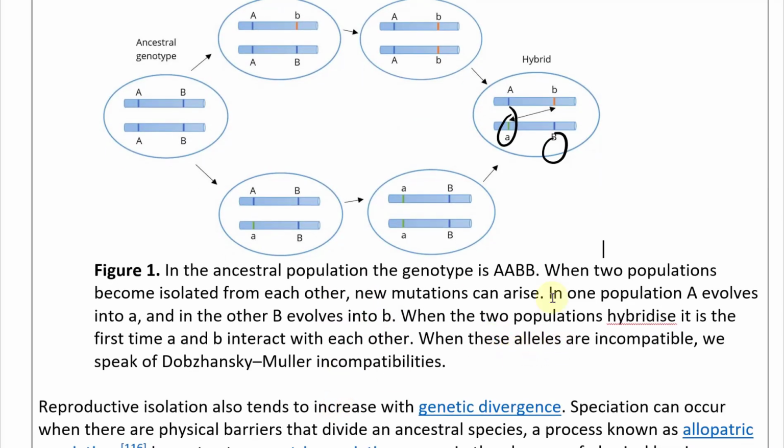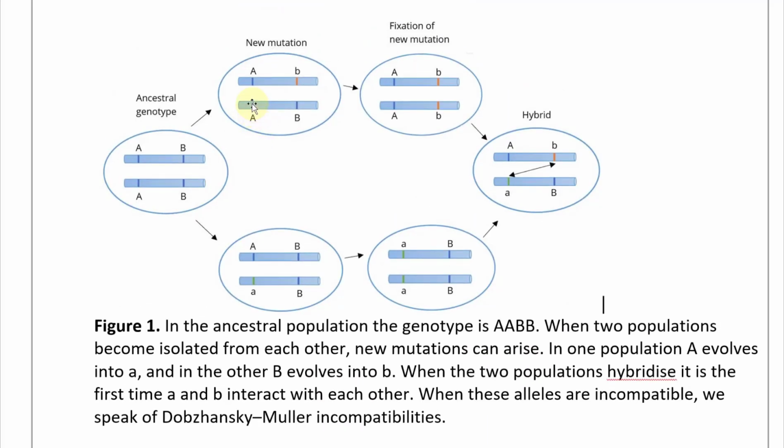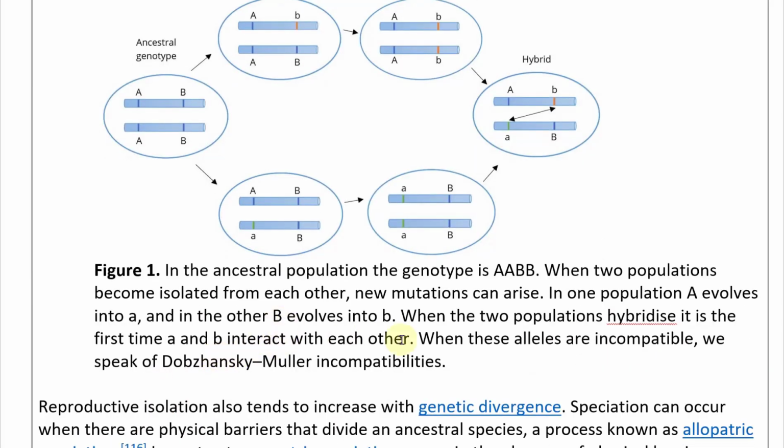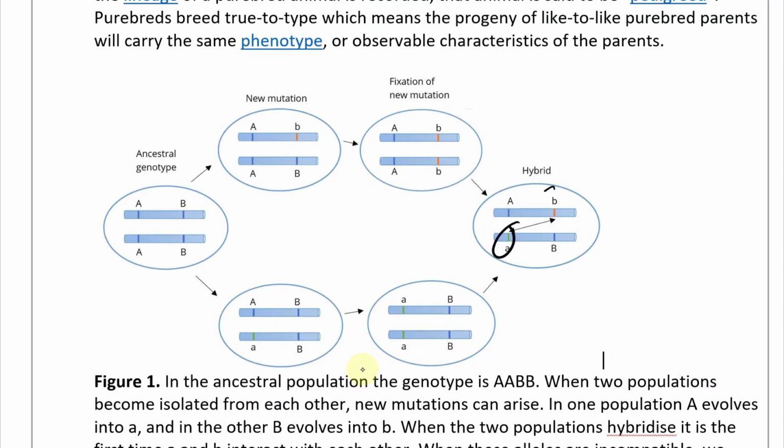Now those are gene variants. Remember, you have a gene A at this locus, and it could be a big A or small a. Those are variants, or alleles. So basically, when the two populations hybridize, it is the first time small a and small b interact with each other. When these alleles are incompatible, we speak of Dobzhansky-Muller incompatibilities. So if these are incompatible, the hybrids either can't grow to adulthood, or most of them are sterile, etc.